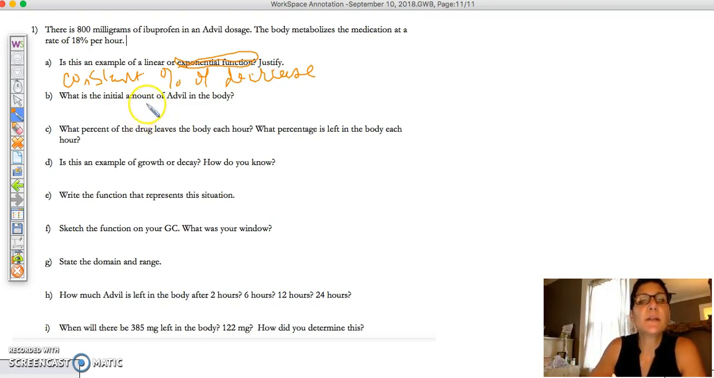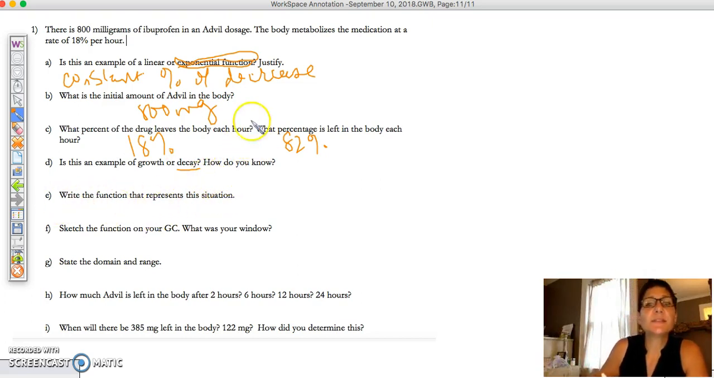What's the initial amount? And I believe you all said 800 milligrams. What percentage leaves the body? 18%. That means 82% is left over. Is this an example of growth or decay? You guys all said decay because it's leaving the body. And I asked you to write the function that represents the situation.